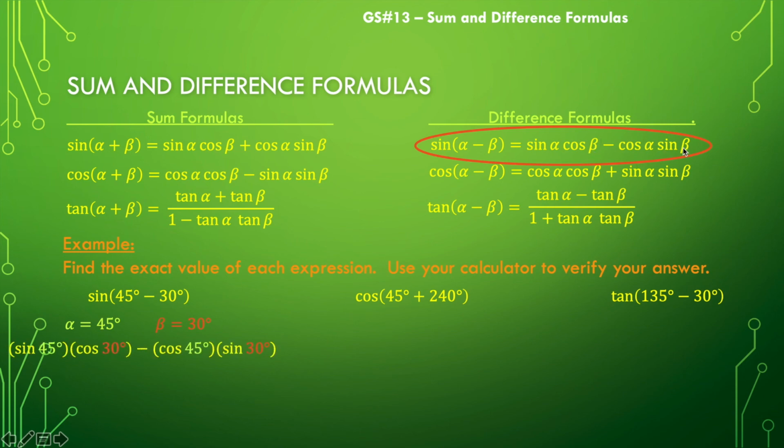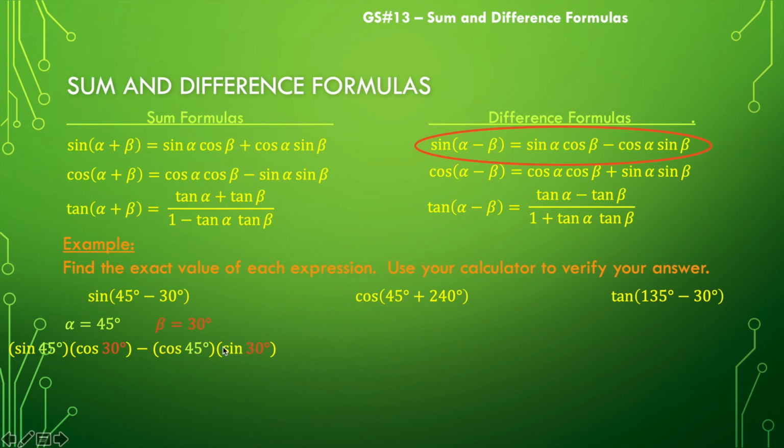So we are looking at an expression that looks like this: the sine of 45 degrees times the cosine of 30 degrees minus the cosine of 45 degrees times the sine of 30 degrees.